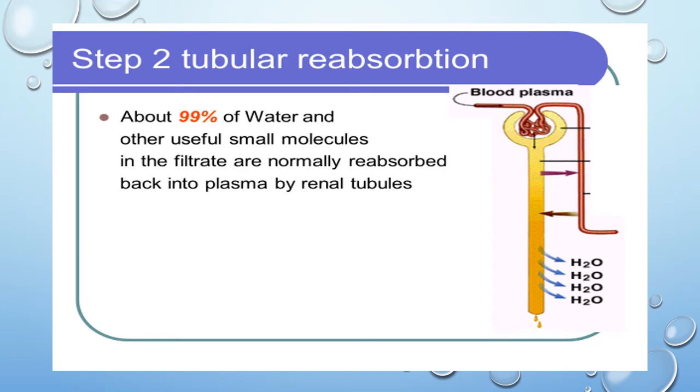If GFR is too low, then wastes are not being excreted out. So you build up waste products in your blood, causing some significant issues. So that's all involved with the first step, glomerular filtration. Now anything that makes it through all that and is now filtrate is going to go into tubular reabsorption.